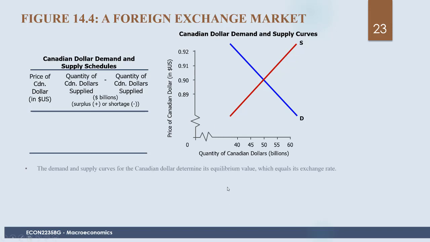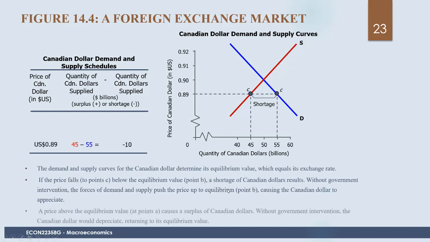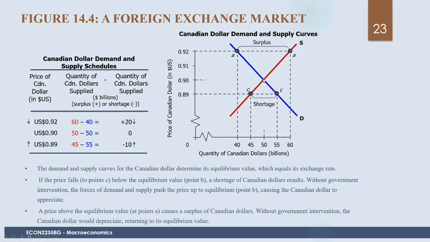And so as in any market, we discussed this before, there's going to be a tendency to go towards the equilibrium, right? At any exchange rate other than this equilibrium exchange rate, we're either going to have a surplus or shortage. So here at this value of the exchange rate, there would be a greater supply than a demand. And so there would be a tendency for the exchange rate to fall. So the only stable point is the equilibrium point.